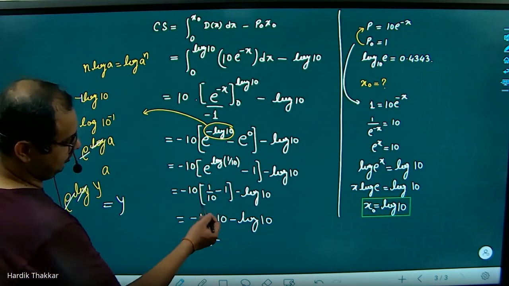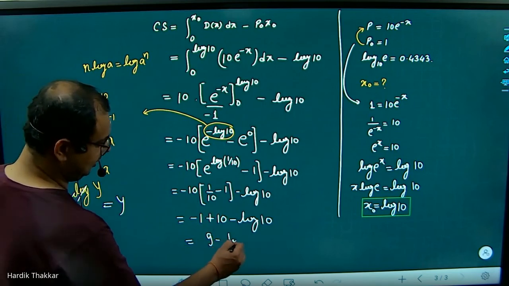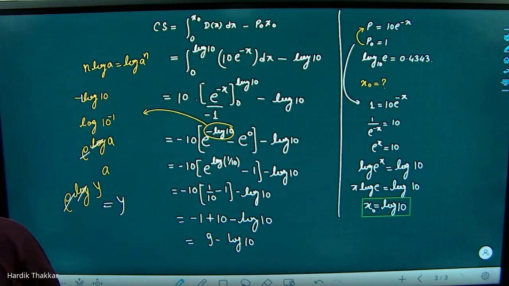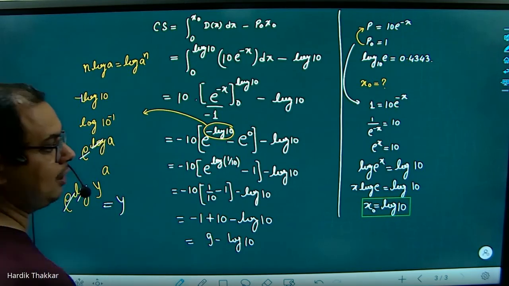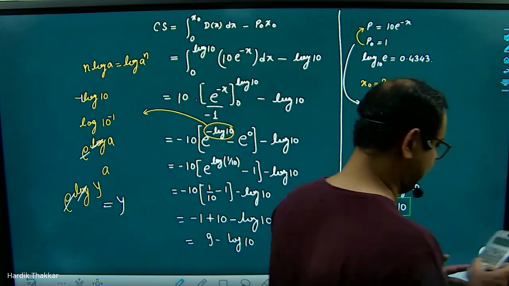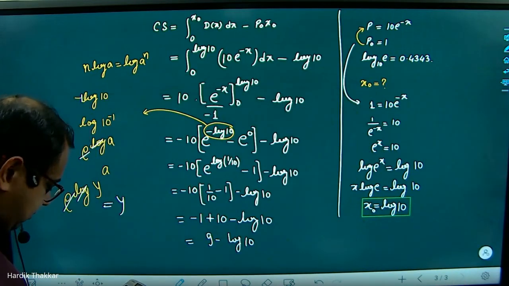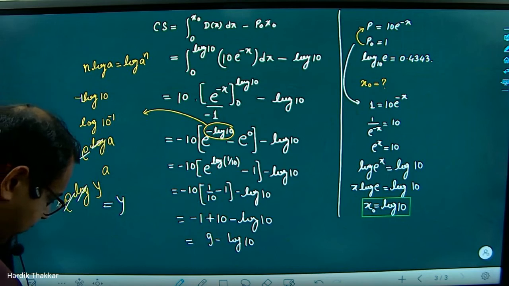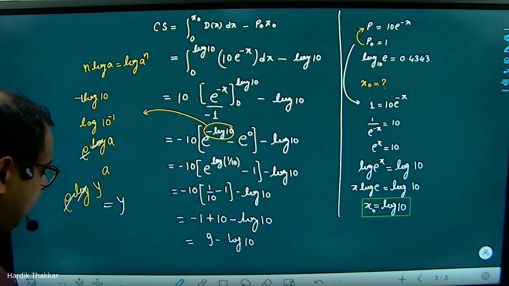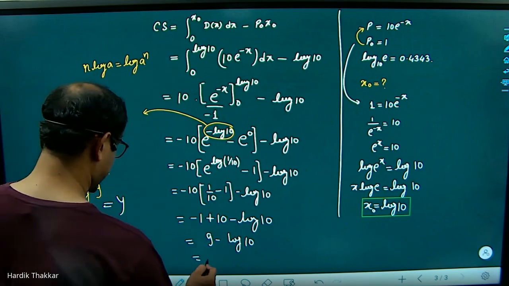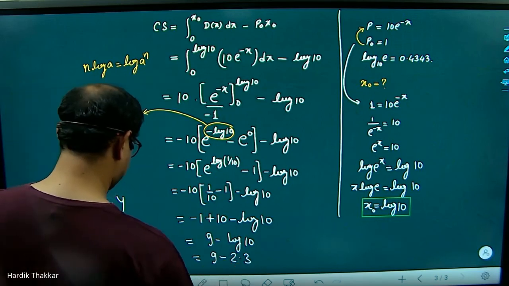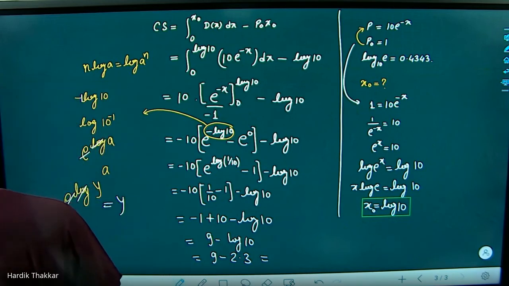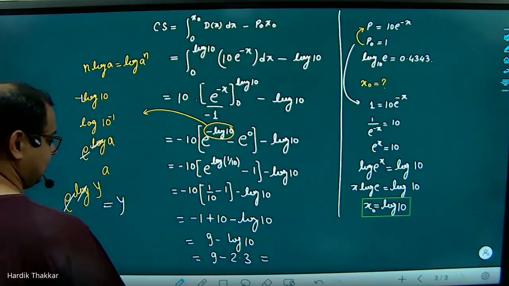So up to here the step is clear. Minus this is log 10. So 9 minus log 10. Further, we have to calculate the value of log 10. The value of log 10 is 2.30. So 9 minus 2.3, like this. So the answer will be 2.30.